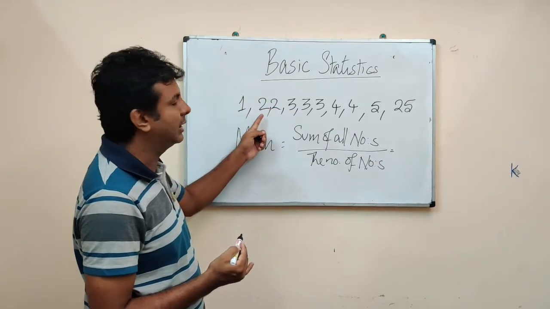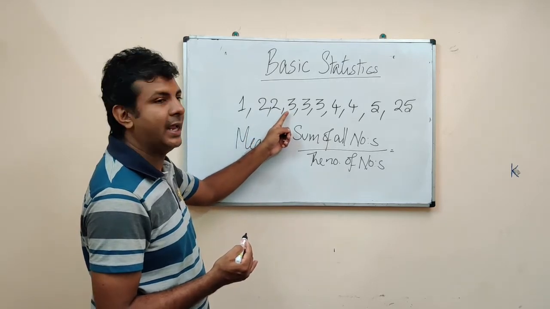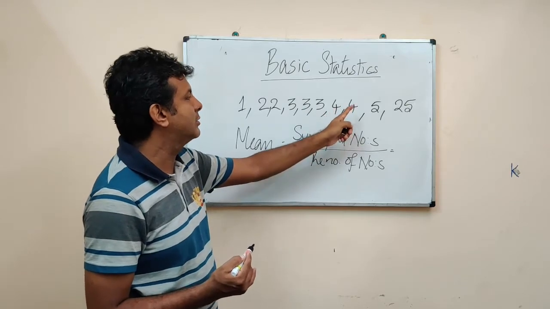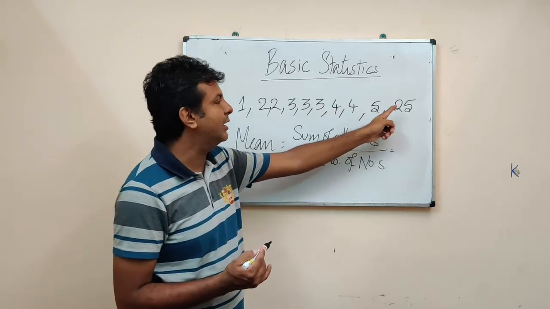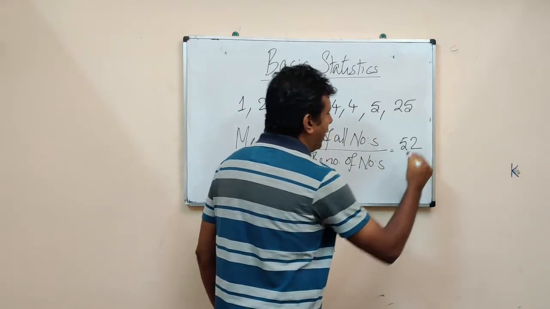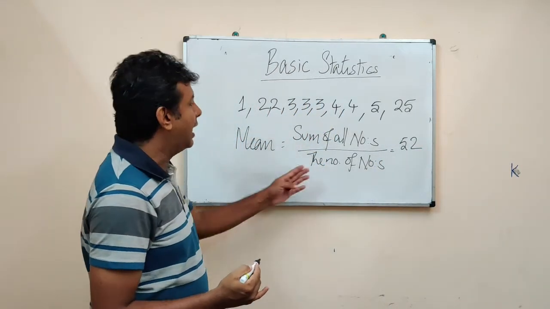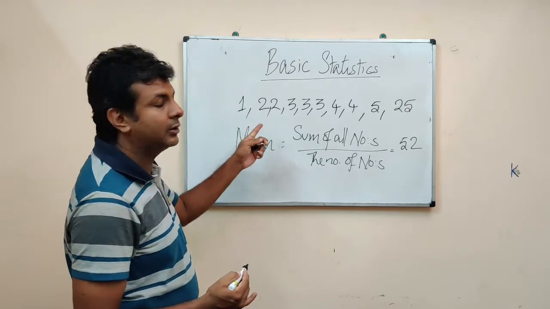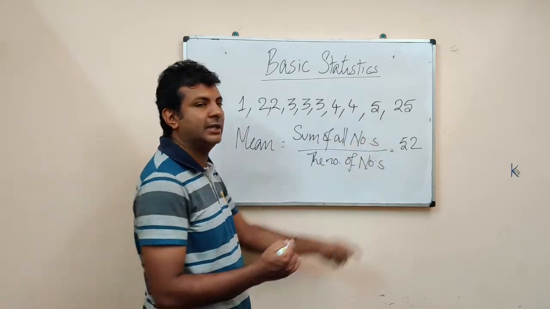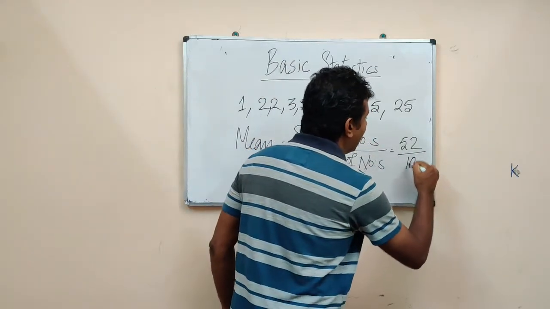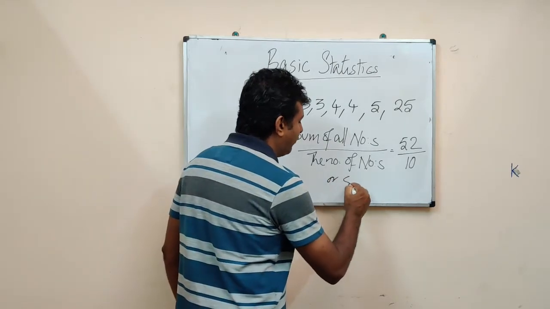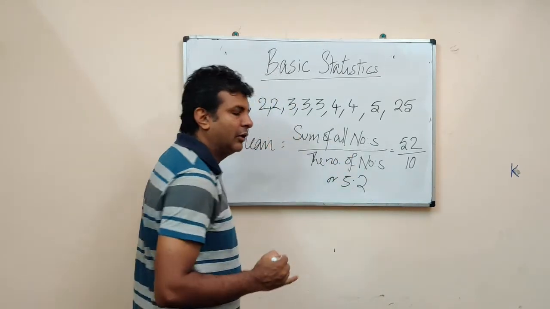1 plus 2, 3, 3 plus 2, 5, 5 plus 3, 8, 8 plus 3, 11, 14, 18, 22, 27, and then you have 25, you get 52. And there are how many numbers? We just count those numbers: 1, 2, 3, 4, 5, 6, 7, 8, 9 and 10. So the mean of this set is 52 divided by 10, or 5.2.